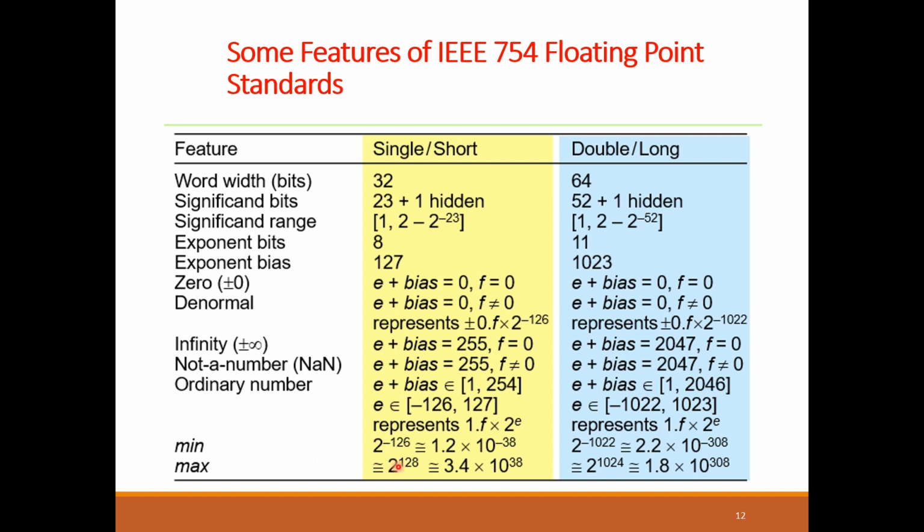The minimum number that can be represented is about 1.2 times 10 to the power minus 38, and the maximum number that can be represented is about 3.4 times 10 to the power 38. So that is a big range of numbers that can be represented with a 32-bit data word. Similarly for double precision, you can go through it.